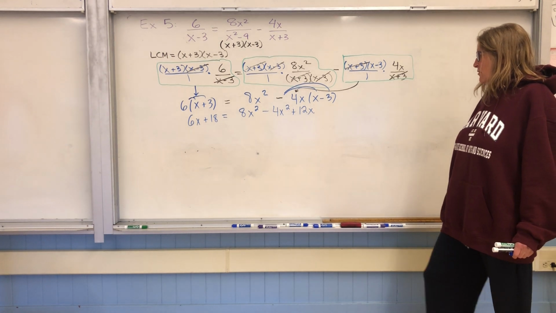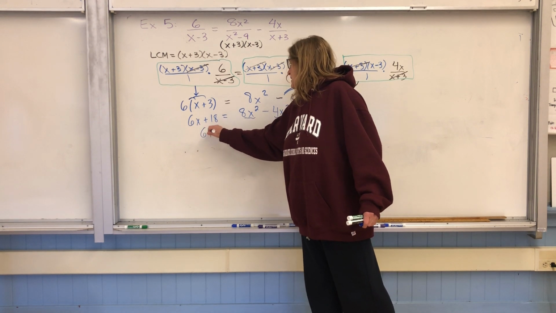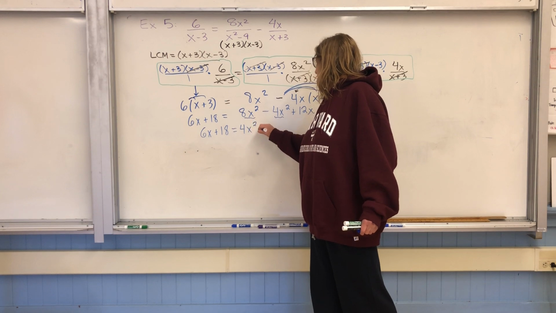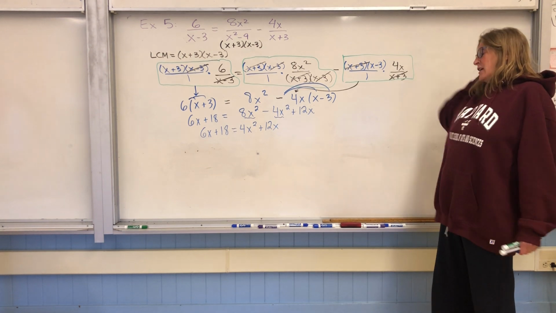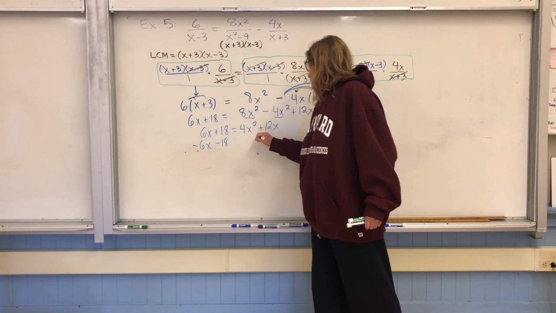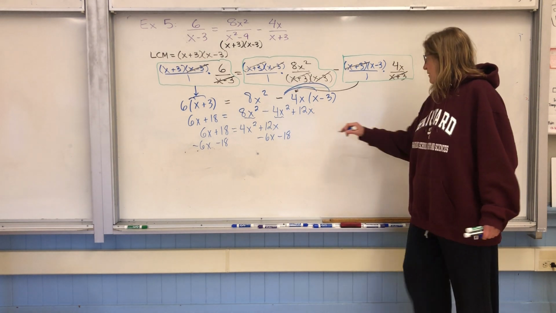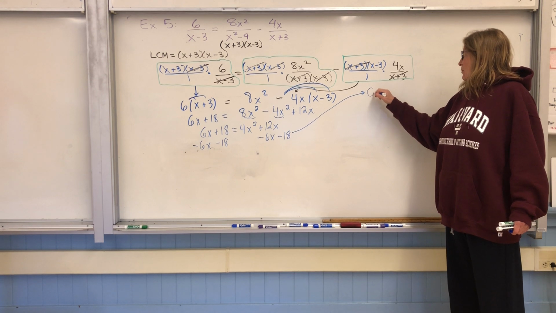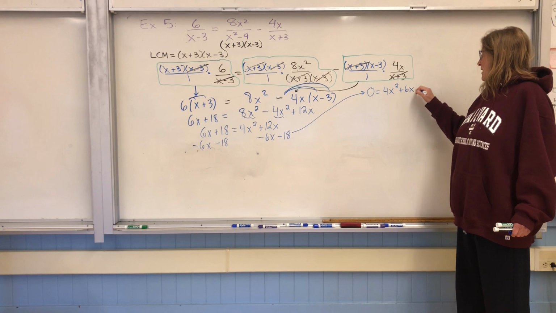Okay, so we've got some like terms here. We got these guys. So I've got 6x plus 18 equals 4x squared plus 12x. And now I know I got myself a quadratic, so I've got to get everything to one side and then do a diamond. Right? So I'm going to end up with, I'll do it right here, 0 equals 4x squared plus 6x minus 18.